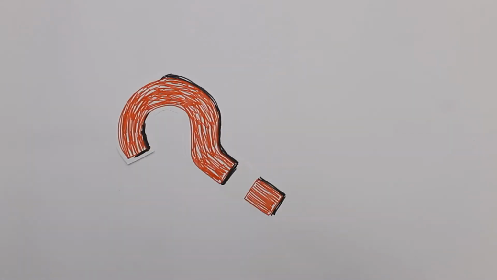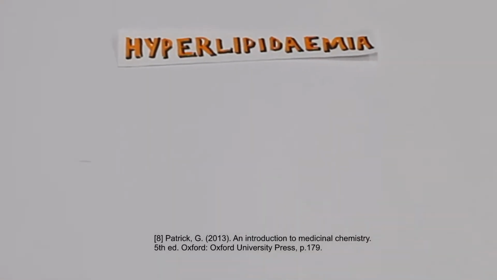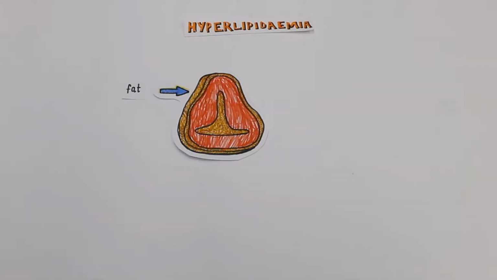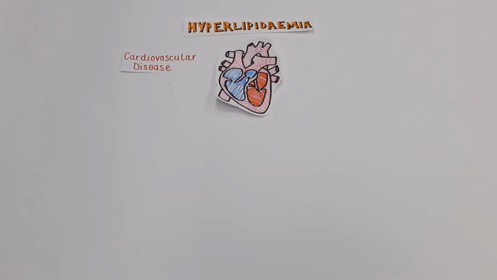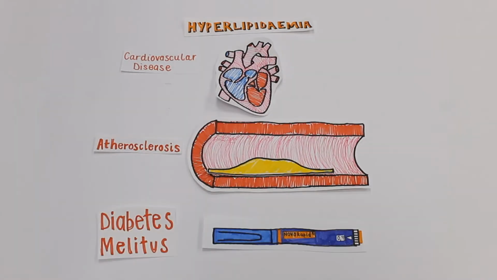Is there anything else that simvastatin is used to treat? Yes, the drug is also used to treat hyperlipidemia, which is an umbrella term that refers to any of the several acquired or genetic disorders that result in a high level of lipids, fat, cholesterol, and triglycerides circulating in the blood. It is also used as a preventative measure for cardiovascular disease in patients with atherosclerosis or diabetes mellitus.